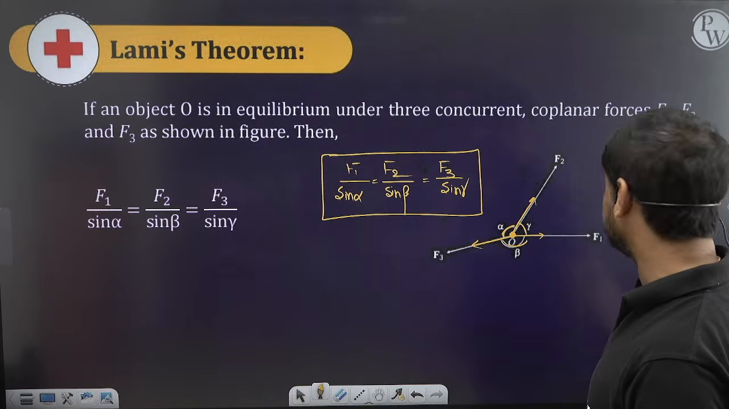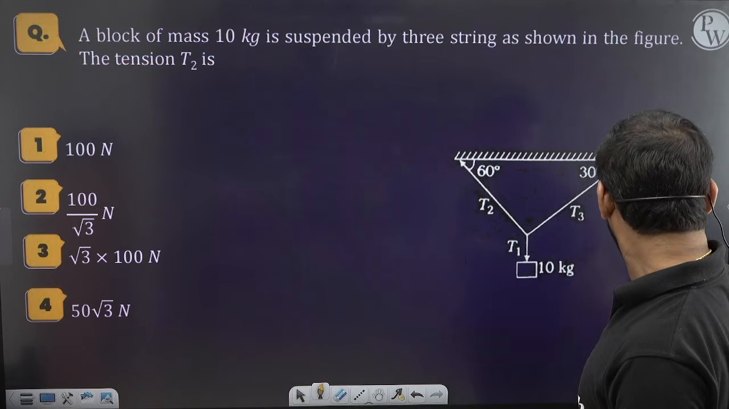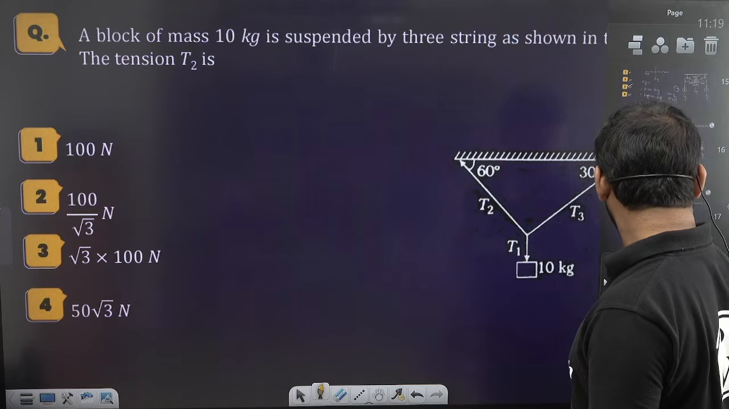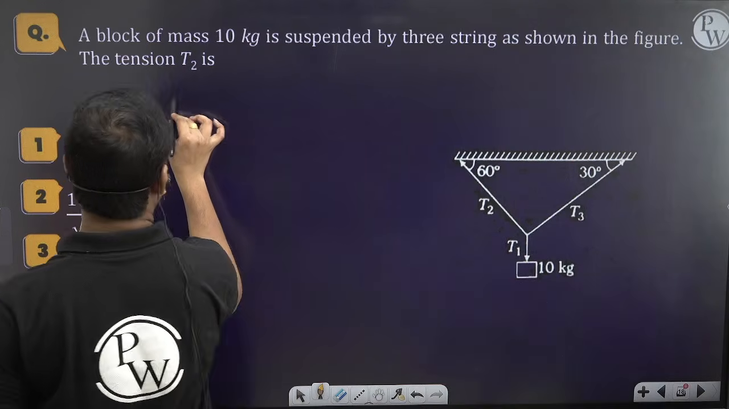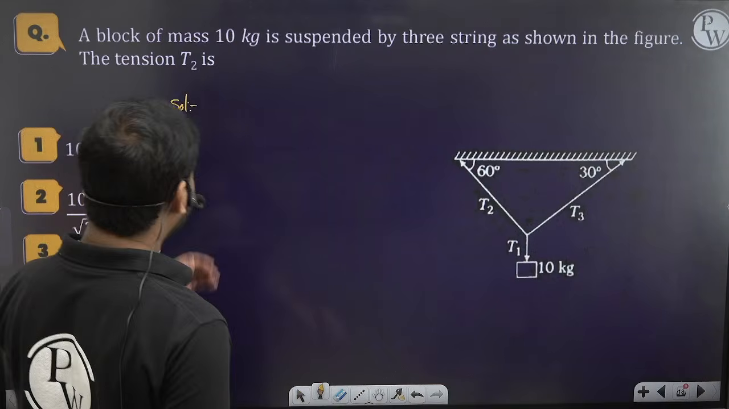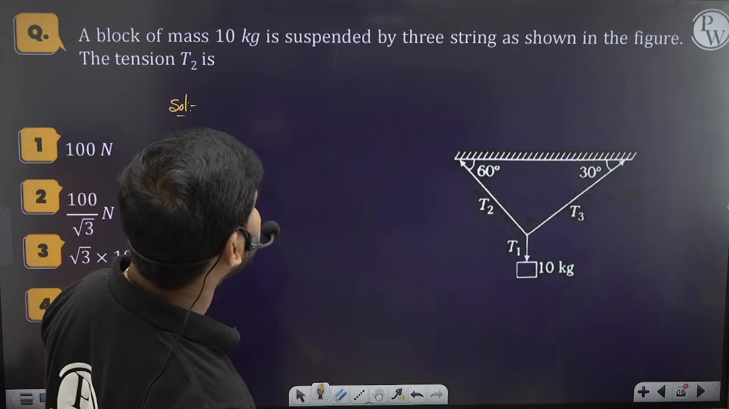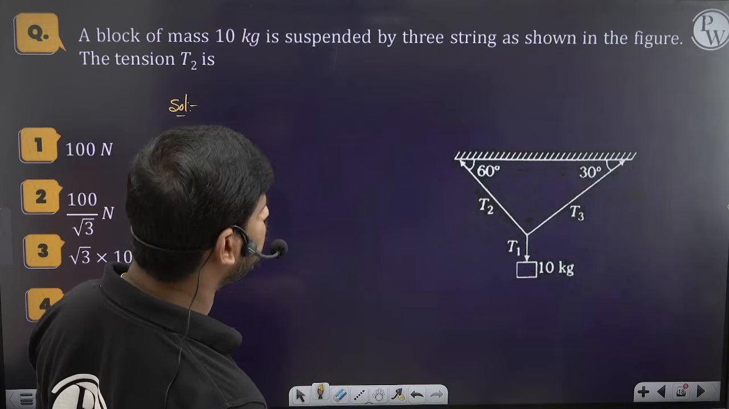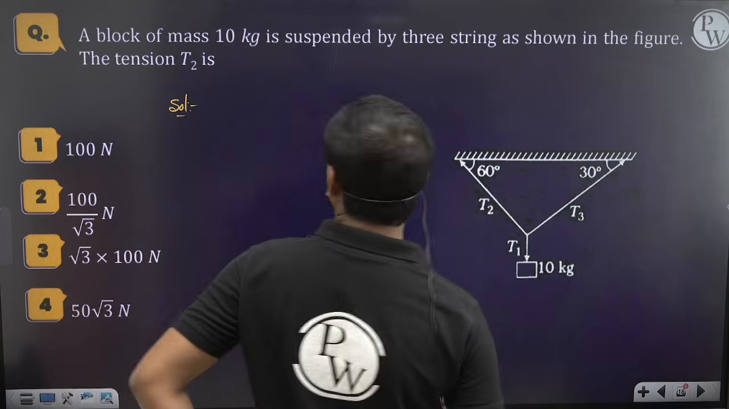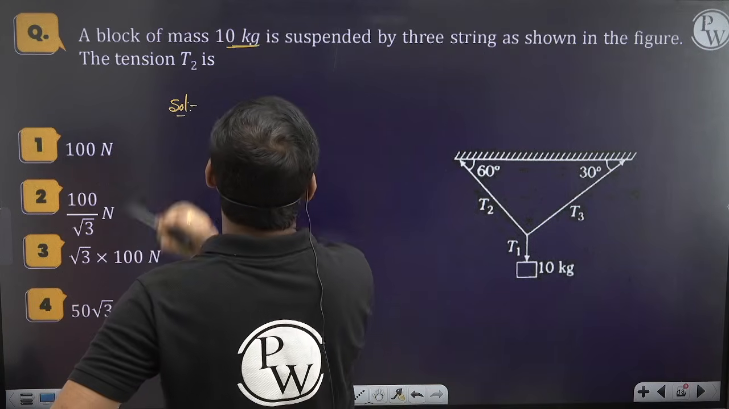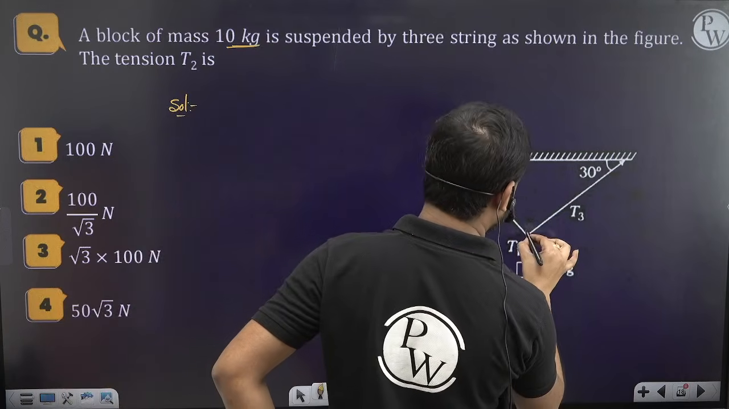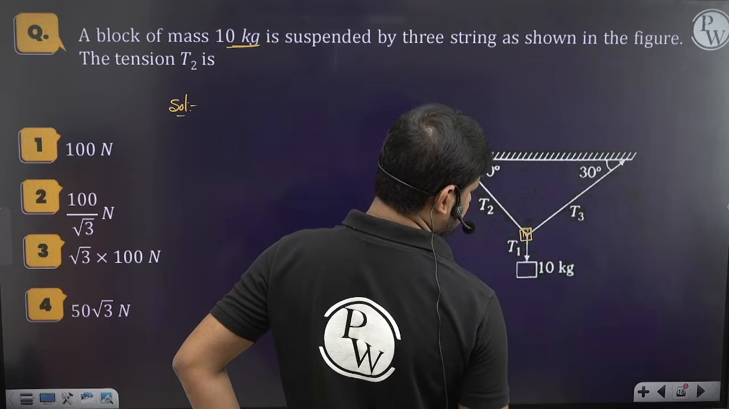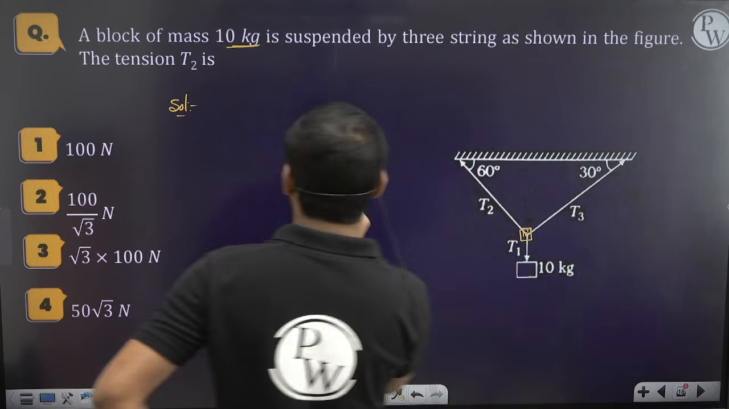Okay, so let's see the question so that you will understand its application. Let's try to solve this question, guys, the last question for today's session. Here, a block of mass 10 kg is suspended by 3 strings, as shown in the figure. They are asking for tension T2. So see here, here is the 10 kg block, and it is suspended by 3 strings. Downside tension T1, this side tension T2. So like this is the diagram.